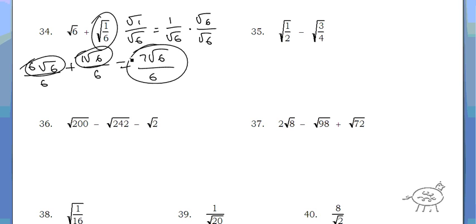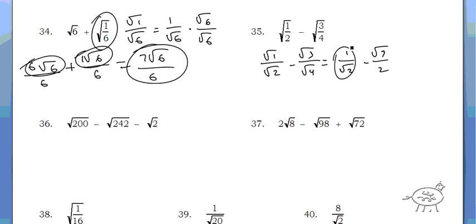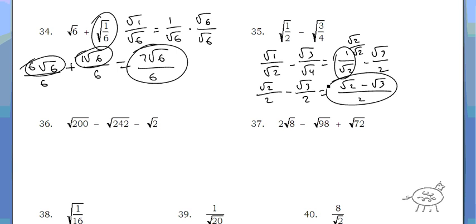Okay. Next one is root 1 over root 2 minus root 3 over root 4. So isn't that 1 over root 2 minus root 3 over 2? Well, I need to rationalize this one, so I multiply this one by root 2 over root 2. So that gives me root 2 over 2 minus root 3 over 2, which you can't really simplify, so it's literally with the same denominator. It's root 2 minus root 3 over 2.